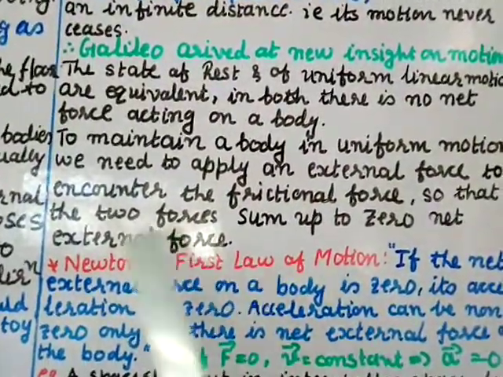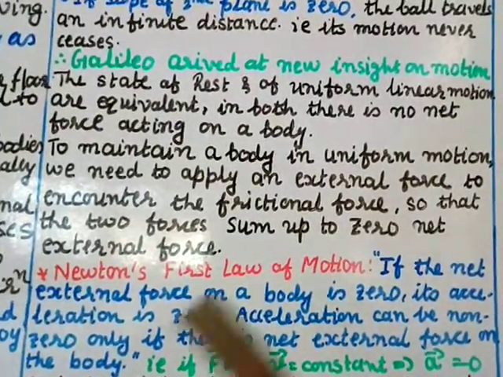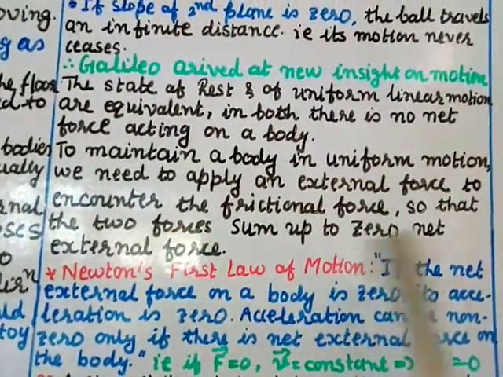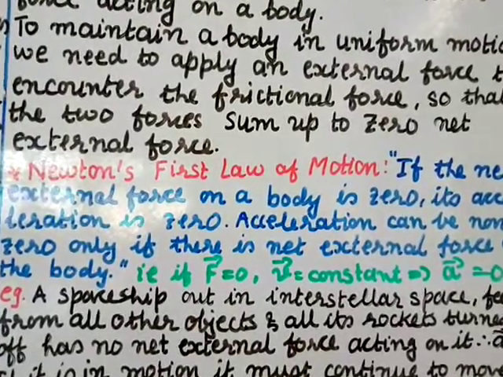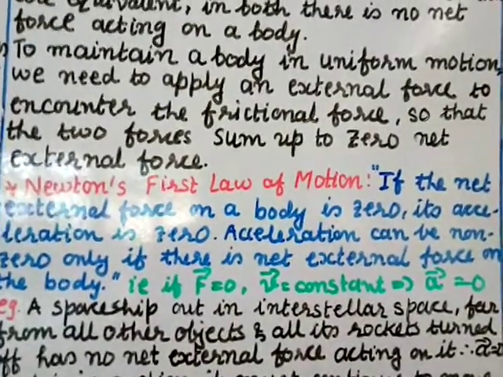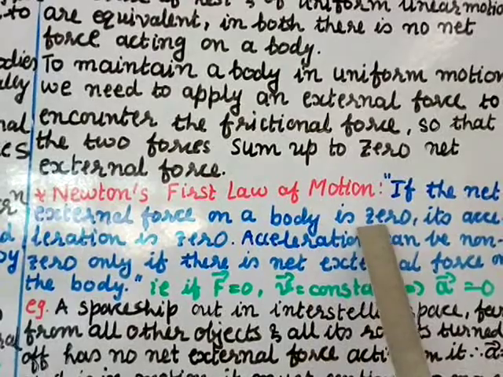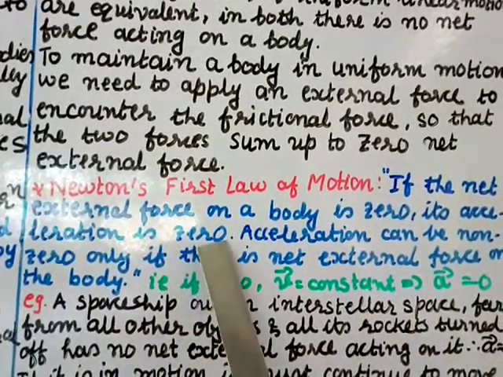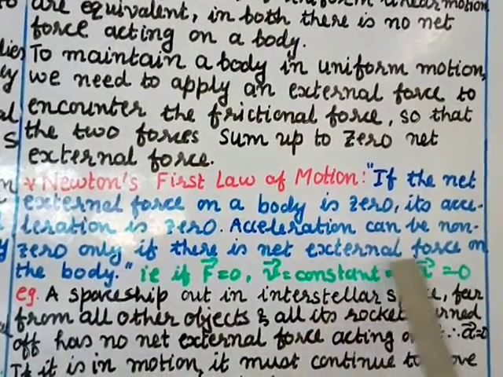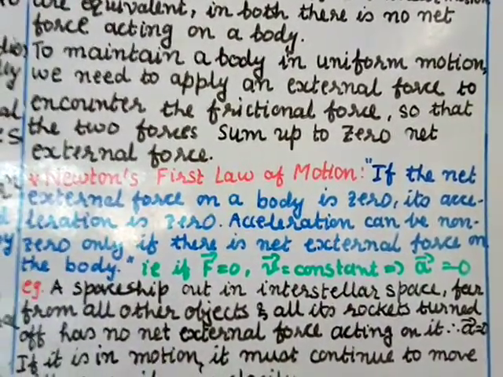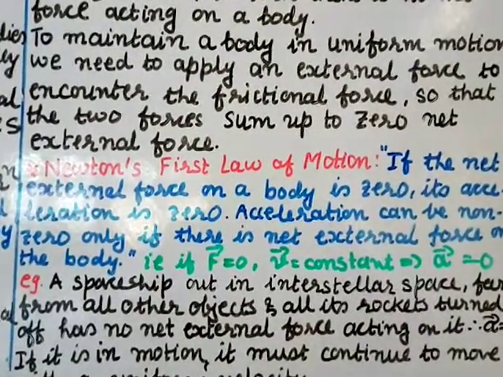To overcome this frictional force, you have to give an external force so that the total sum will be zero. So the net external force will be zero. Now we can state Newton's first law of motion. The statement is: if the net external force on a body is zero, its acceleration is zero. Acceleration can be non-zero only if there is a net external force on the body. So if the force is zero, then acceleration is zero. If acceleration is not zero, that means there is some net force.